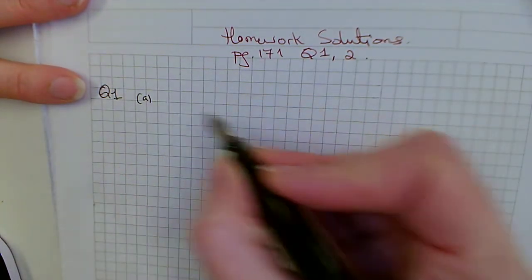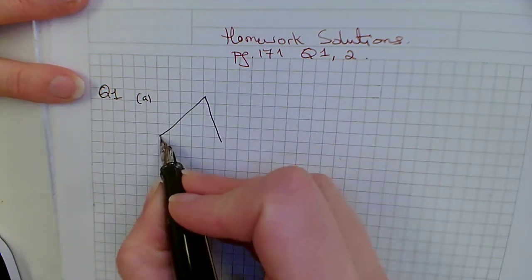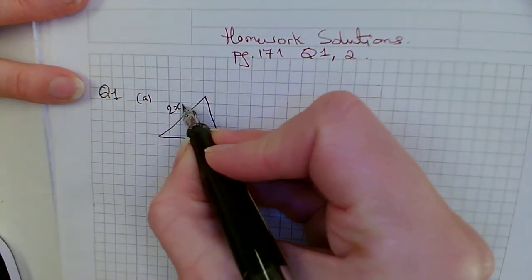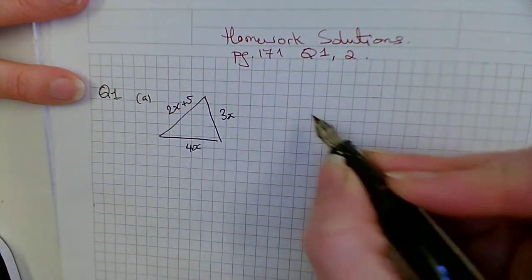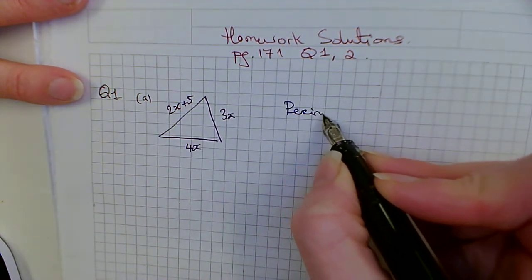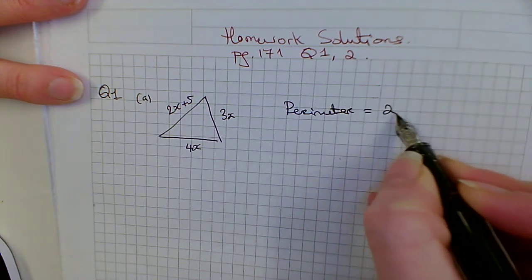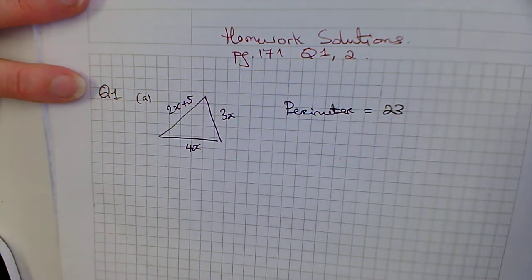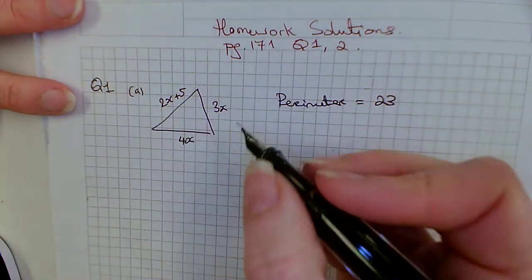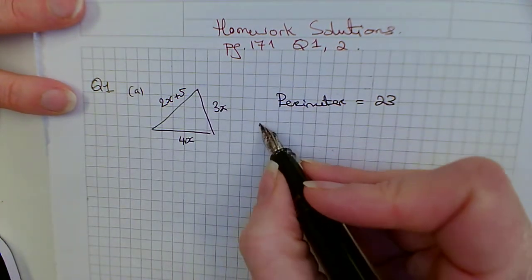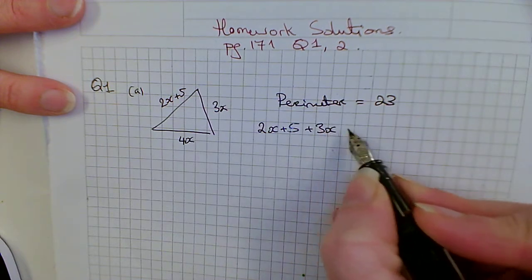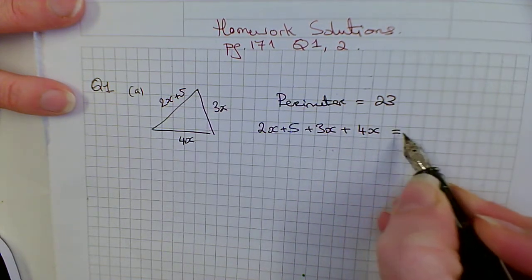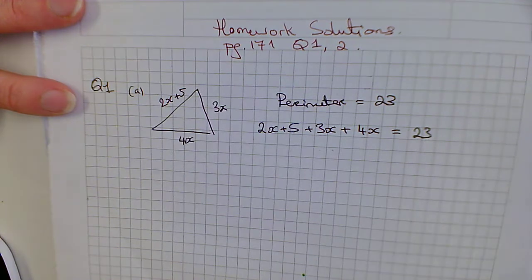So for the first one, we had a triangle with 2x plus 5 as one side, 3x as another, and 4x as the third. And we were told that the perimeter was 23. Now there's no units given here. You can call them centimeters or meters or whatever you like. So putting that information together, we know that the perimeter is the 3 sides added together. And when we add them together, we get 23.